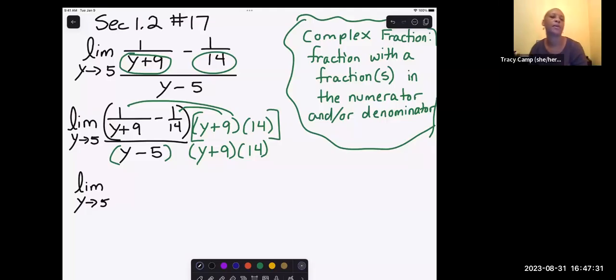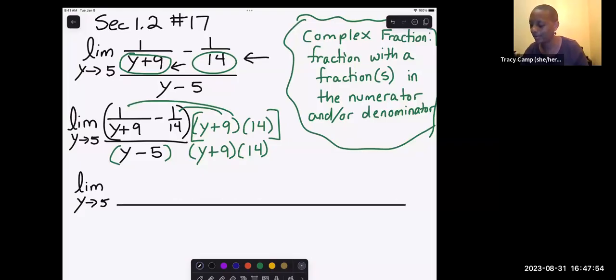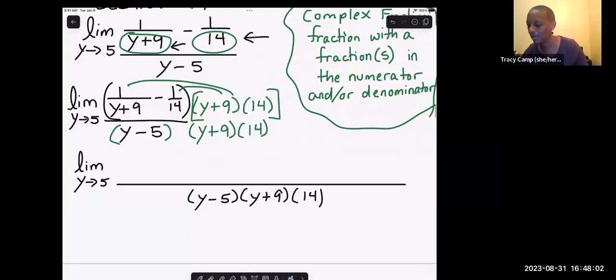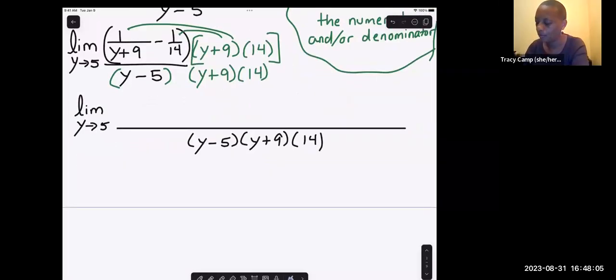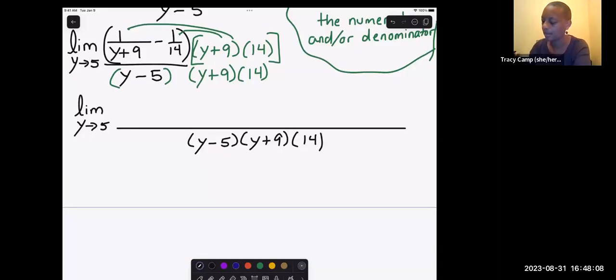So I forget what I was saying, but we're going to distribute the y plus 9 times 14 to the numerator. I got that y plus 9 and that 14 from these denominators here. So now I'm going to distribute, and oftentimes I don't write down everything that I'm about to write right now, but I'm writing it now just to make sure that it's all clear, but it is very messy. It is quite messy. So first I distribute the y plus 9 times 14 to the 1 over y plus 9.